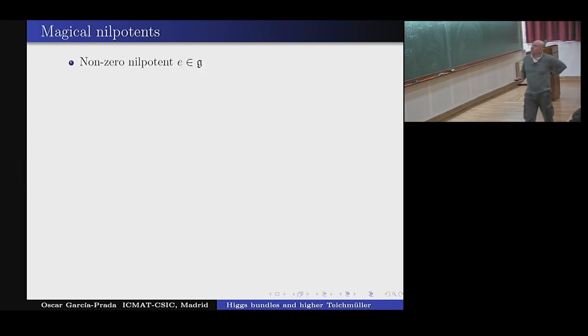Okay, so let me get to the definition of magical nilpotent. We find it's a very nice, interesting thing. So take a non-zero nilpotent element. This, remember, defines an SL2 Jacobson-Morozov triple, and you have these relations here. So an SL2 inside G.